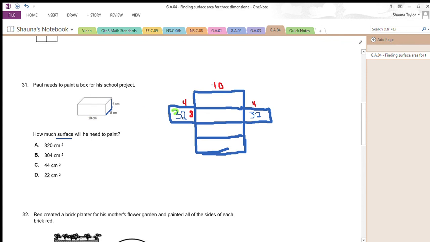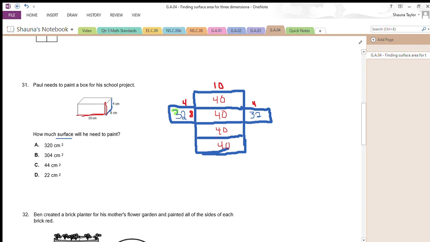Now I need to find the other one. So this is going to be 10, right here, times 4. So 10 times 4 is 40. So all of these boxes, they're all twins. So you're just writing 40, 40, 40, and 40. And now all you have to do is add up all your numbers.